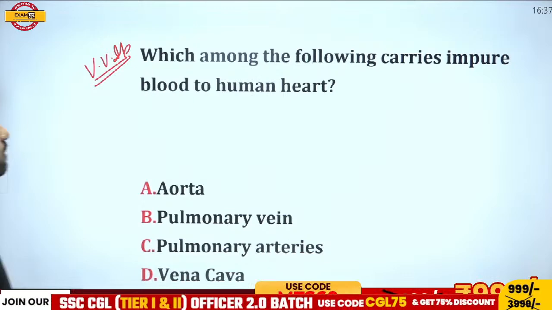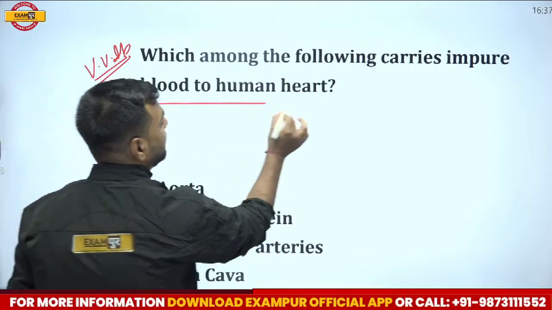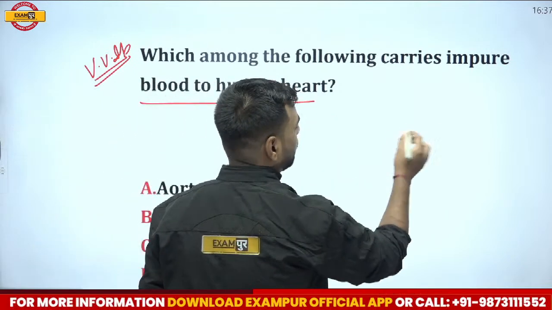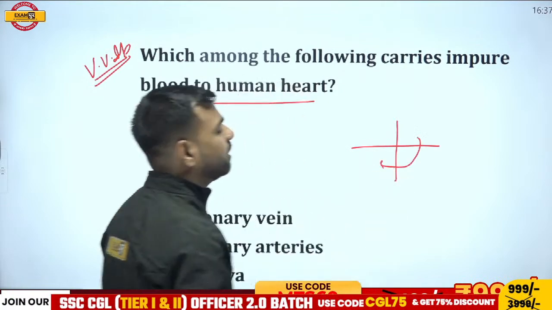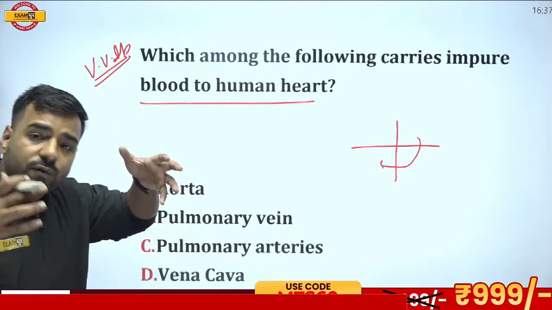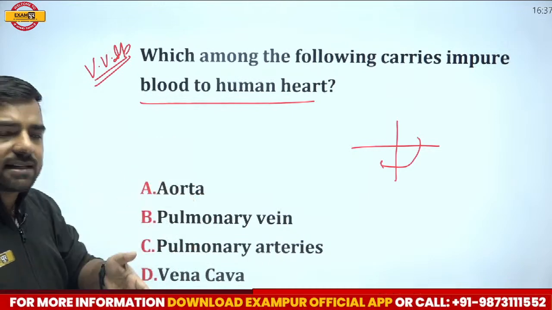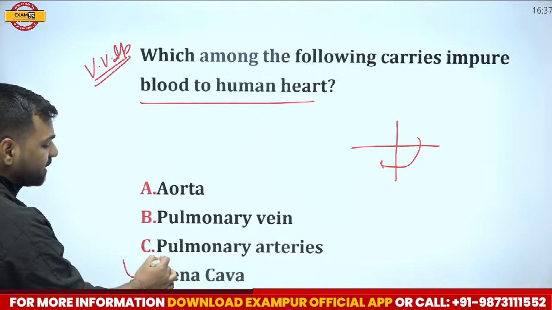And it is important, do not forget, the question is not asking about inside the heart. If I talk about the heart, within the heart it is not asking which is carrying the pure blood or impure blood. It is asking from the body to heart. Since it is asking from body to heart, here vena cava is going to be the correct answer.